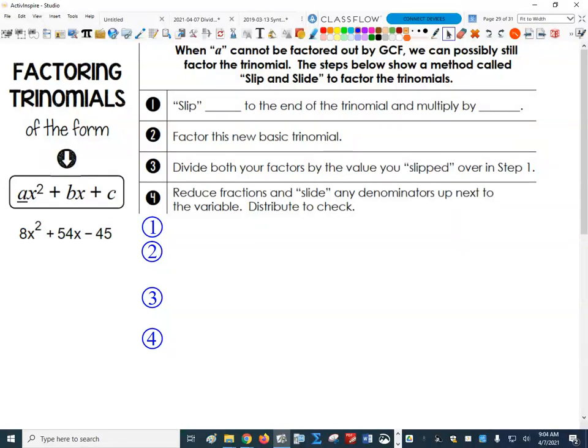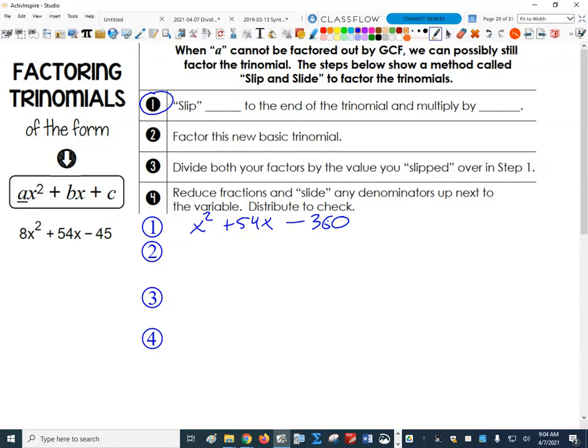On this one, I can't factor anything out. There's no GCF. So I'm going to slip the 8 to the end, right? So step 1, I'm going to get x squared plus 54x minus 8 times 45 is 360. Okay, so those are big numbers.